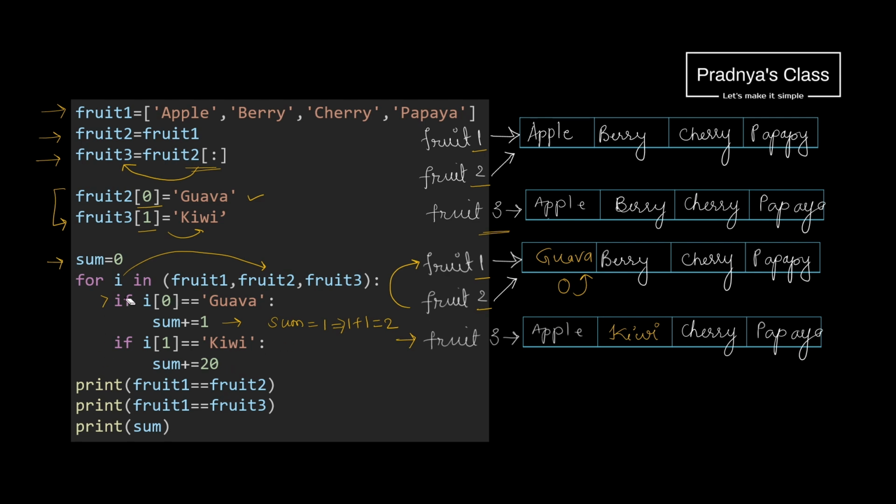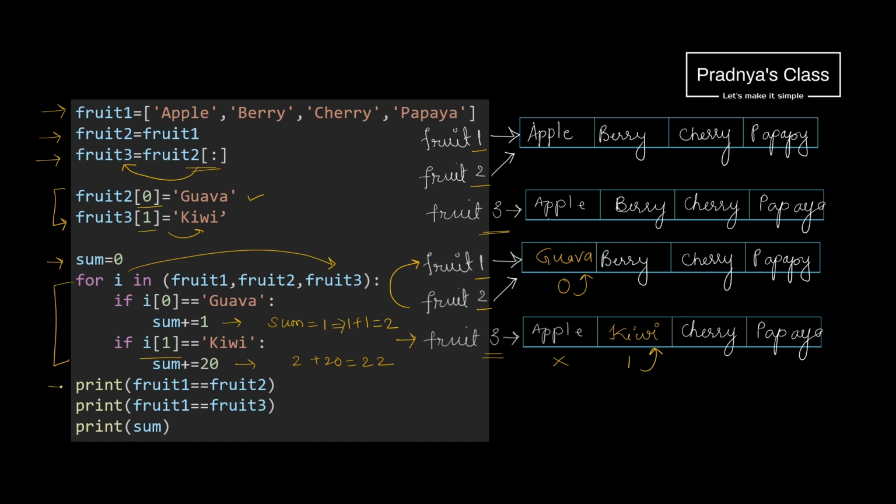Let's proceed. Now we will check the values of I in the case of fruit 3. I of 0 equals guava? Look at the fruit 3 list. No, it is not. I of 1 is equal to kiwi. Yes, it is. It means sum will get incremented by 20. The previous value is 2. 20 will get added. It will become 22. In this way, the for loop got over.